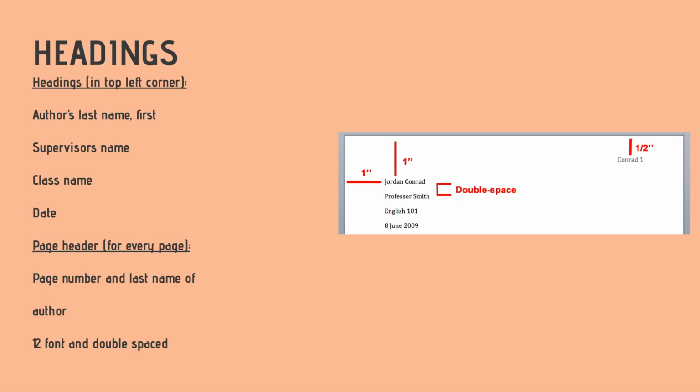Headings, in the top left corner, consist of the author's first and last name, the supervisor's name, the class name, and the date. For the page header, it's the author's last name and a page number, in 12-point font, and double spaced.